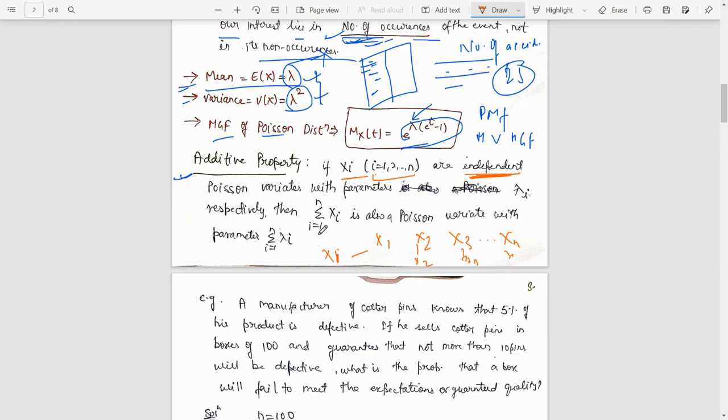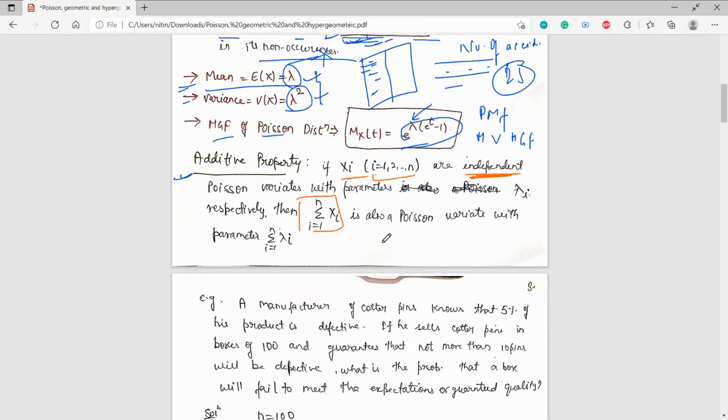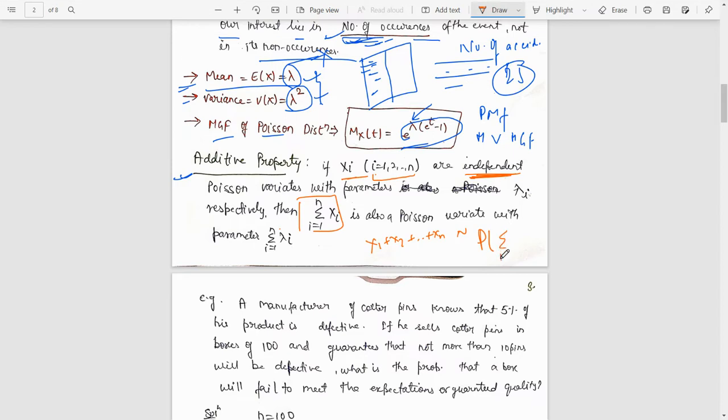The thing is that if you want to calculate the distribution of sigma Xi, meaning the distribution of the summation of all these Poisson random variables, this is also going to be a Poisson random variable with the parameter being the summation of lambda. So if you want to find the Poisson distribution of X1 plus X2 plus up to Xn, it will follow a Poisson distribution with the parameter sigma i from 1 to n of lambda i, meaning lambda 1 plus lambda 2 plus up to lambda n.